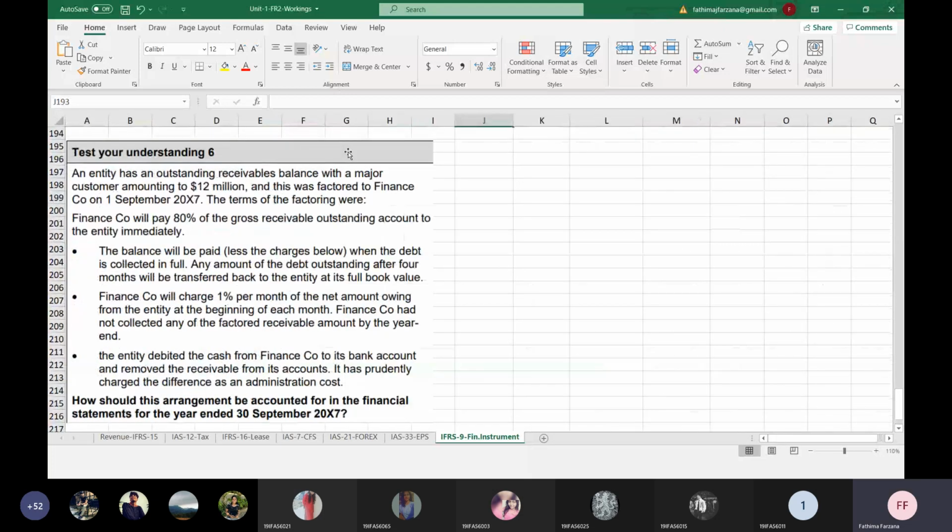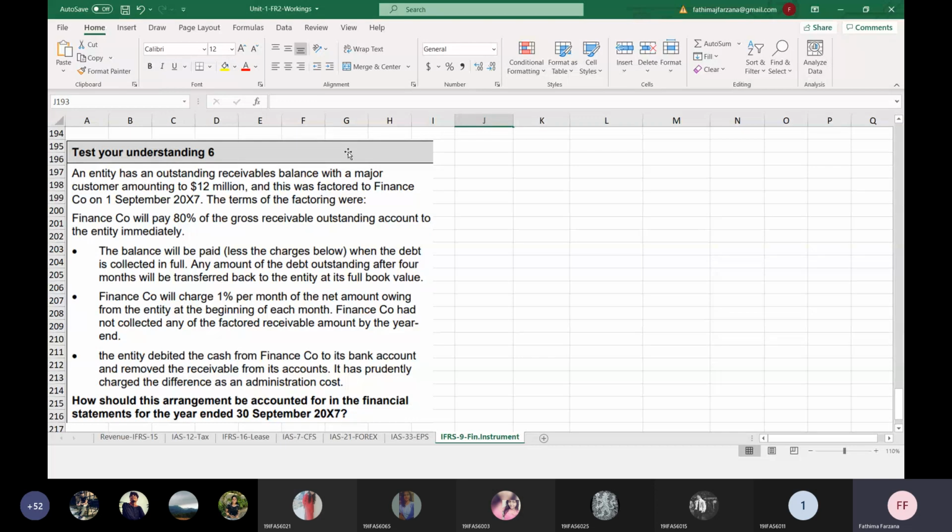This is TYU 6 in your study text. An entity has an outstanding receivables balance with a major customer amounting to 12 million. Okay, that is receivable balances 12 million. And this was factored to a finance company on 1st September 2007. So first we'll read the question. They're asking how should this arrangement be accounted for in the financial statements for the year ended 30th September 2007.